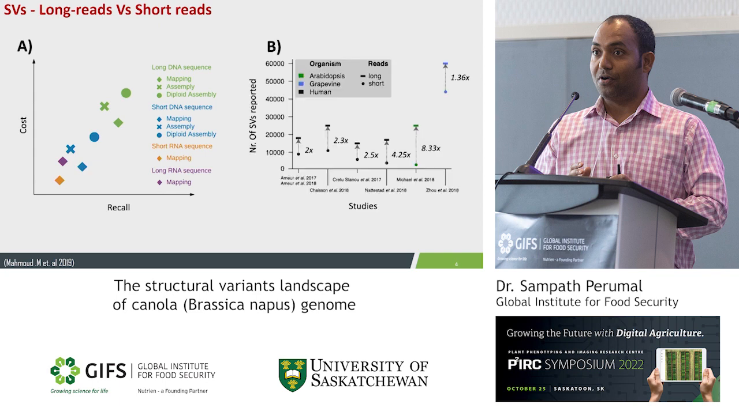It's not only identifying more accurately, it also identifies a larger number of structural variants. For example, up to 8 times more in this particular Arabidopsis case were identified when you use long-read sequencing technology rather than short reads.